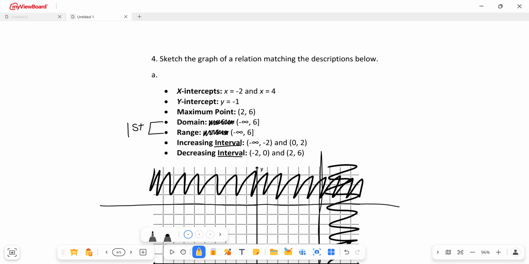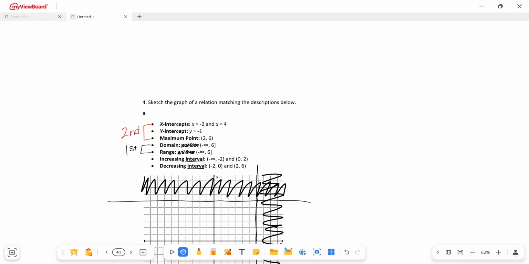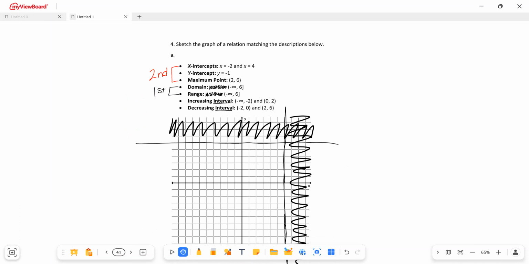Then your second goal is going to be all of our ordered pairs. Okay, now they wrote X and Y intercepts a little bit weird because they just gave us the number. They didn't actually say like negative 2, 0 or 4, 0. But if it's an X intercept, what does an X intercept do? Yeah, it's where my line is going through on that x-axis. Okay, so I know it's on the x-axis. So at -2, we're going to make a point. And at 4, we're going to make a point.